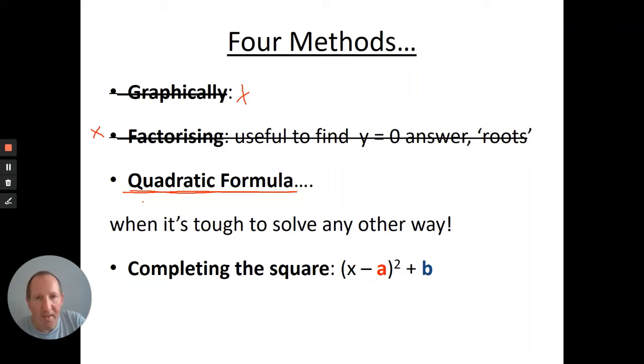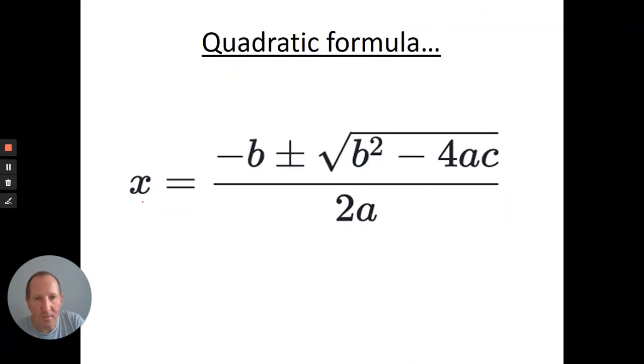And the hardest thing about that is remembering it. You just keep saying it over and over again to remember it. So minus b plus or minus, might be a new sign for some of you, plus or minus the square root of b squared minus 4ac all over 2a. If you can remember that, you can solve any quadratic.